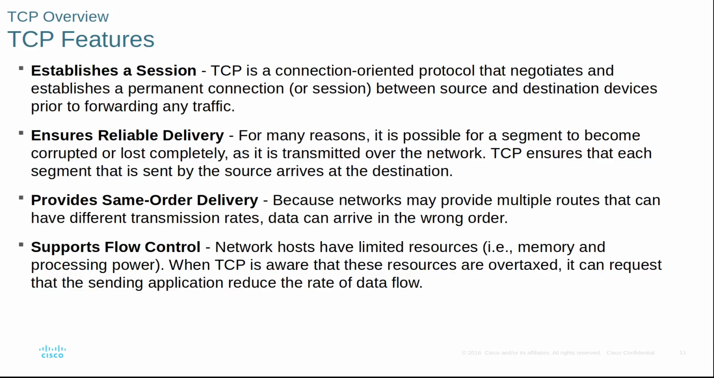And it supports flow control. Flow control is a good thing because networks have limited resources. They have limited amounts of memory and processing power and bandwidth. TCP can sense that these resources are overtaxed, and it can request that the sending application just slow down a bit. You're talking too fast, right? Just slow it down. I'm losing some stuff here. Yeah, there we go. Right, that's what TCP does.